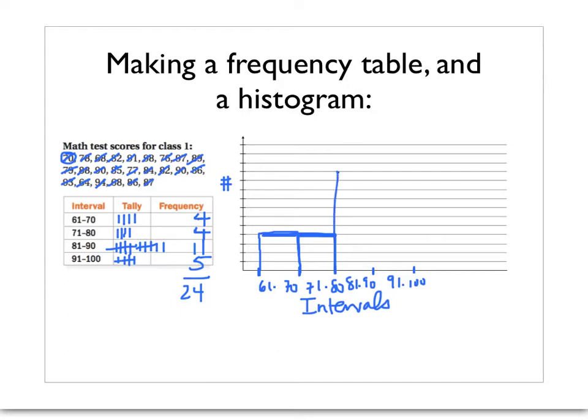Let me make sure that's right. Double count for me. Make sure I didn't do that wrong. 1, 2, 3, 4, 5, 6, 7, 8, 9, 10, 11. Good. And the last one was 5. And there's your frequency table.